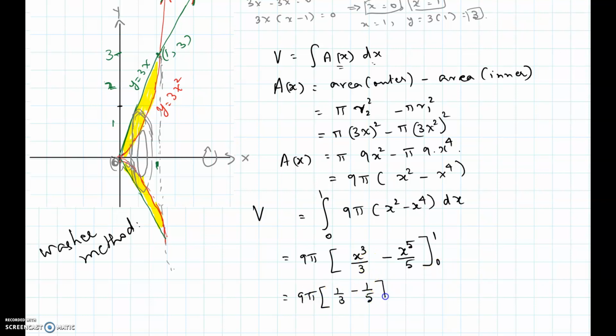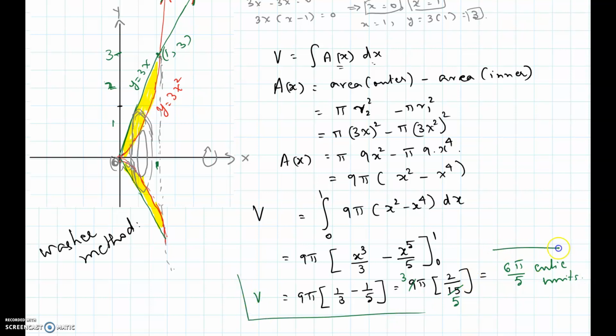At the lower limit it's 0. So it is 9 pi times 5 minus 3, which is 2 over 15. You can reduce this, the 3 and 5 here. So it is 6 pi over 5 cubic units. Being a volume, you have to write that as cubic units. Hope this video helps.